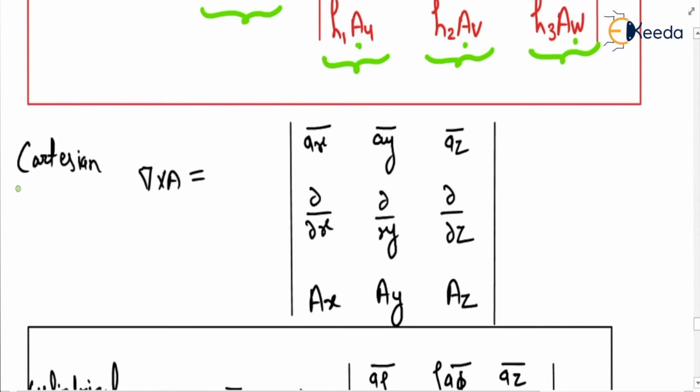First is the Cartesian coordinate system. In the Cartesian coordinate system, del cross A is equal to the determinant with rows a_x, a_y, a_z; del over del x, del over del y, del over del z; and capital A_x, A_y, A_z.